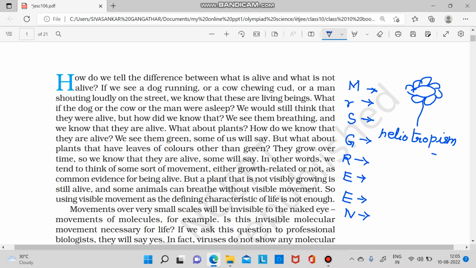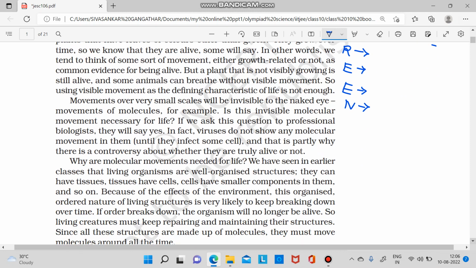But what about plants that have leaves of colors other than green? They grow over time, so they are alive. In other words, we tend to think of some sort of movement, either growth related or not, as common evidence of being alive. But a plant that's not visibly growing is still alive, and some animals can breathe without visible movement. So using visible movement as a defining characteristic of life is just not enough. They can be stationary also, but still they can be alive.